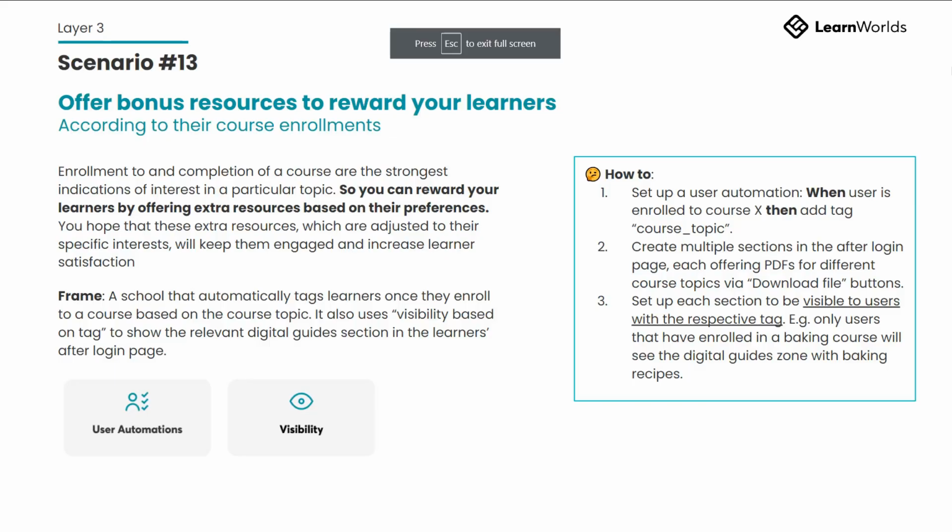Scenario 13, offer bonus resources to reward your learners. As mentioned, enrollment and completion of a course are the strongest indication of interest in a topic, right? So we used that before so as to make offers and promote specific courses. Now, why don't we use it for sharing adequate learning content? At the end, of course, our ultimate goal is to have a happy learner that learned the most and got a great education. So in this scenario, we will exploit user enrollments to courses so as to reward them with extra resources based on their preferences and with the hope that they will learn more by having access to related material.